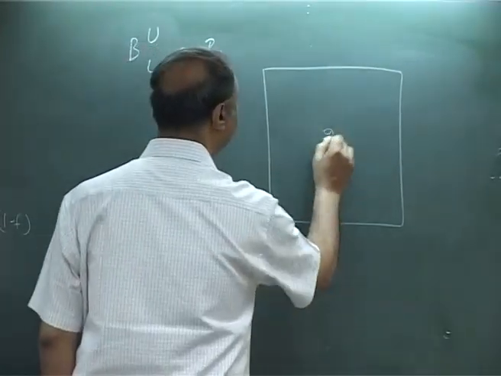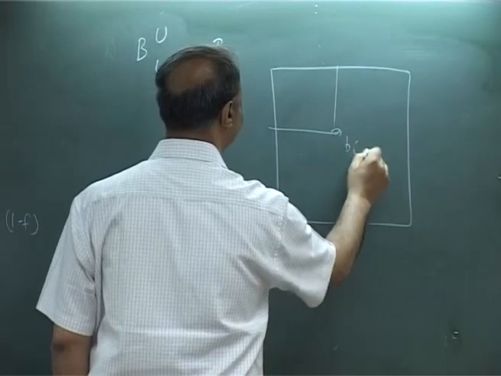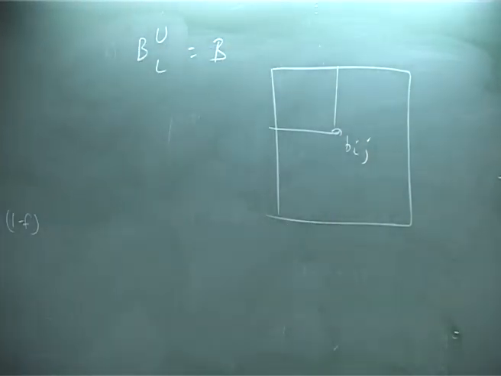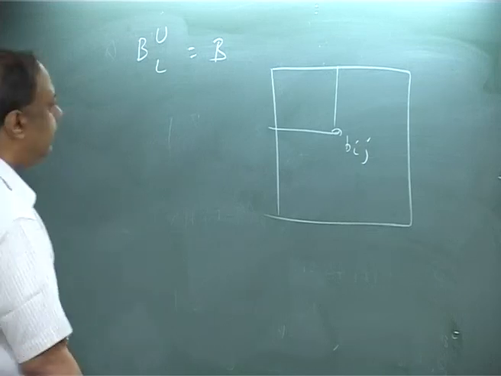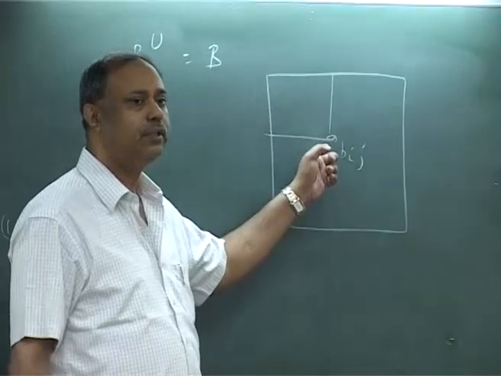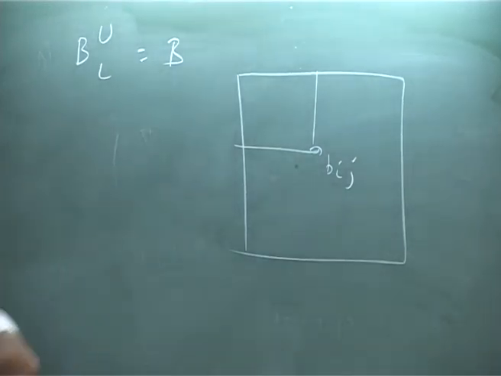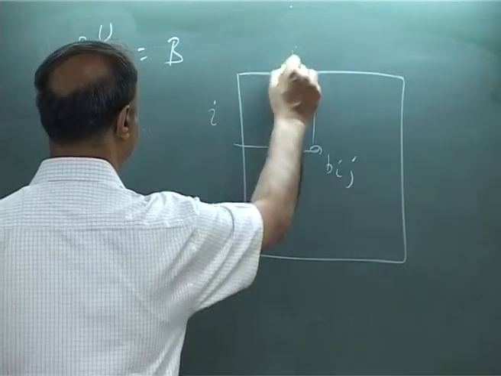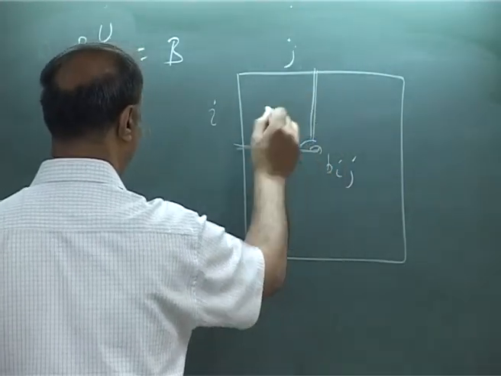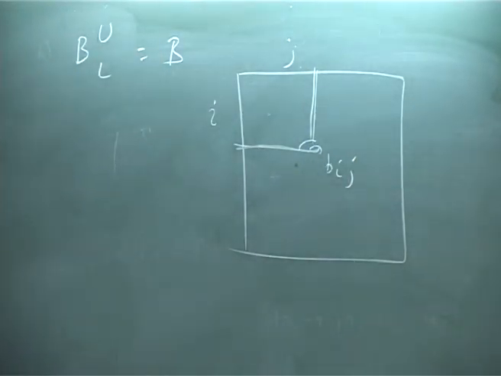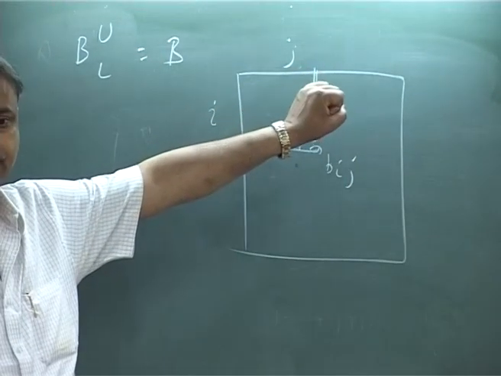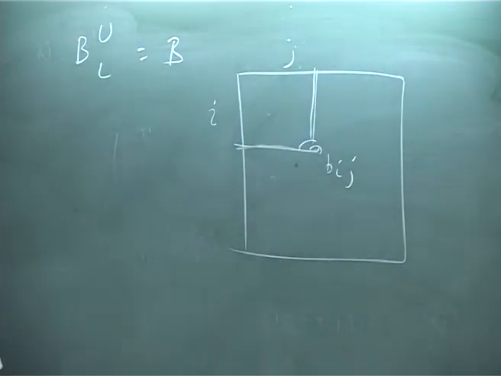Suppose you have this and this is your Bij, the ijth element of the matrix x plus y. Bij is greater than or equal to at least i into j minus 1 elements. This is i, this is j. All these elements will be smaller than this element, right? So the number of elements is i into j minus 1. Agreed? This is given to you.